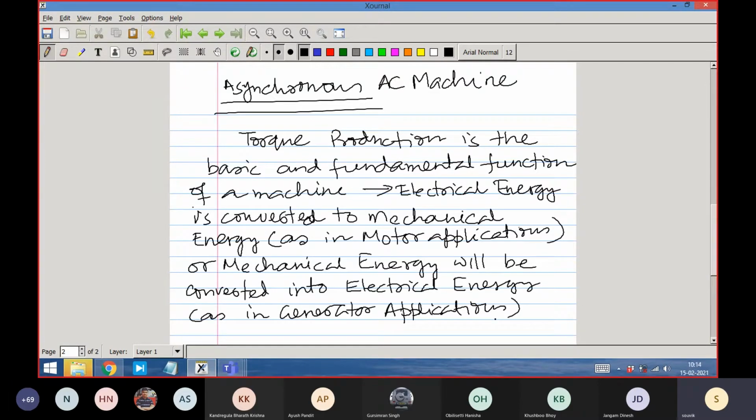But the basic variables that produce torque are unchanged. We will see that. Do you know what are the basic variables that produce torque? The basic variable that produces torque in a machine is flux. Flux means flux in the air gap. To be very specific, machine has a stator, machine has a rotor, rotor is a solid cylinder, stator is a hollow cylinder. Between stator and rotor there is air gap. So what is the value of the flux in the air gap?